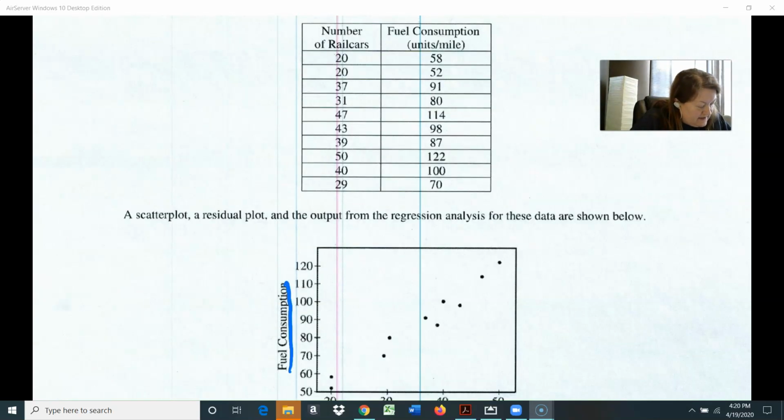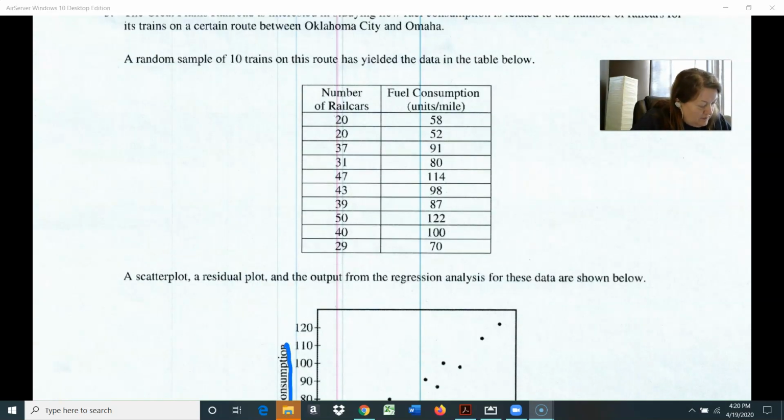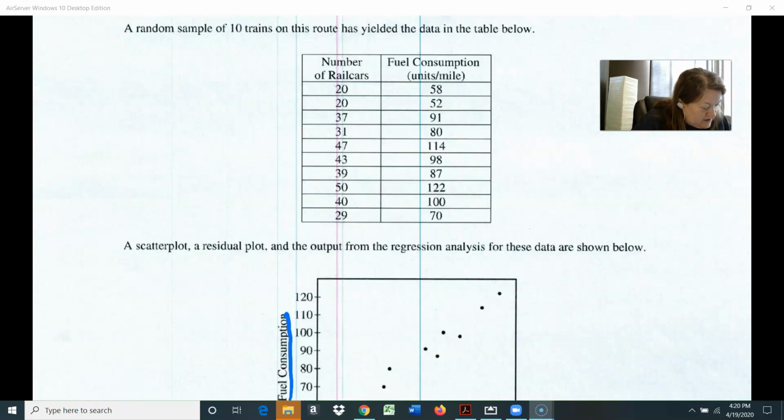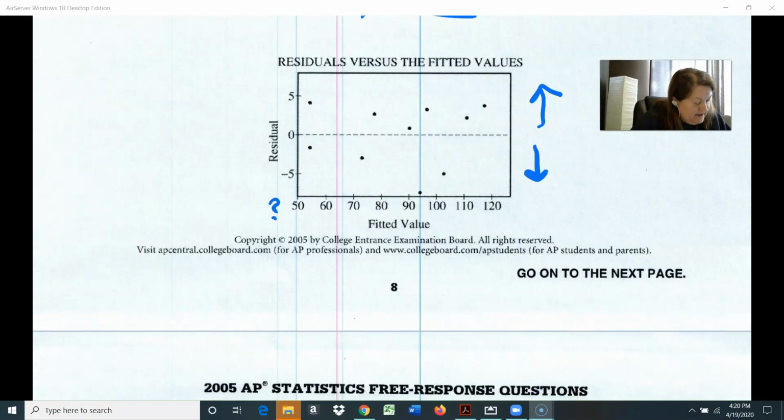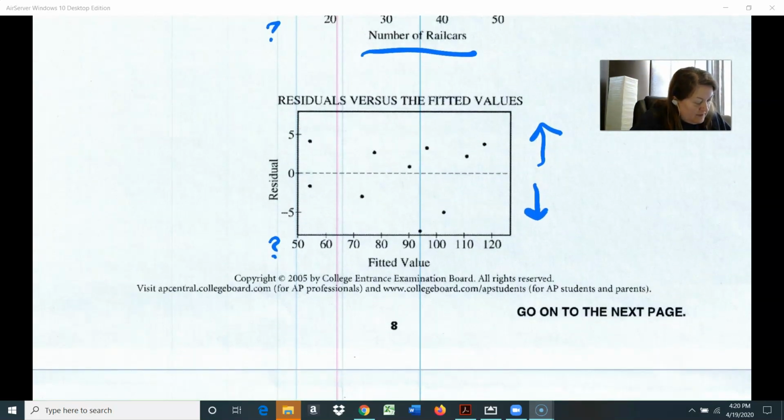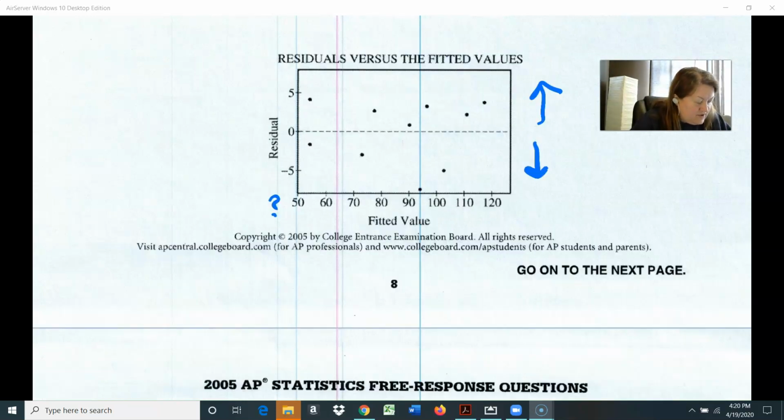Do I have 10 dots up here? It looks like I do. I have 10 dots. Number of rail cars only went between 20 and 50, and the Y's went all the way up to 122. So the Y's don't look like they're a problem because residuals are just saying they're within 5. So if we're talking about 120, to be off by 5 is not a lot. And it looks like they did something to the Y's and I'm not sure what it is.